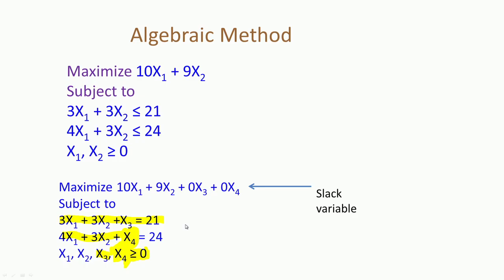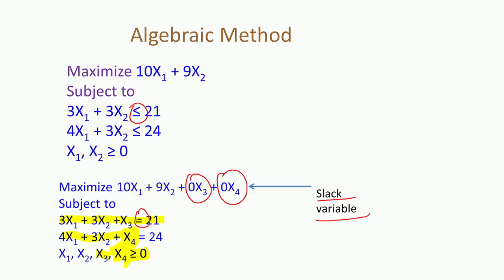Now these variables x3 and x4 that are written here are called slack variables. These slack variables are used to convert an inequality into an equation. So this inequality is converted to an equation by the addition of slack variables.